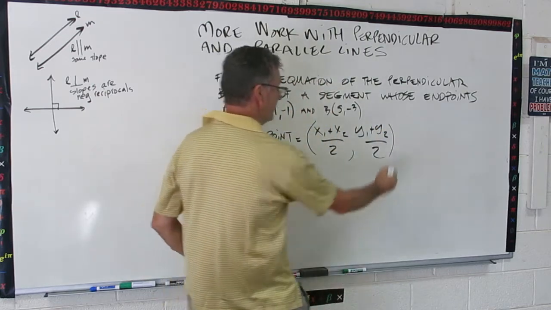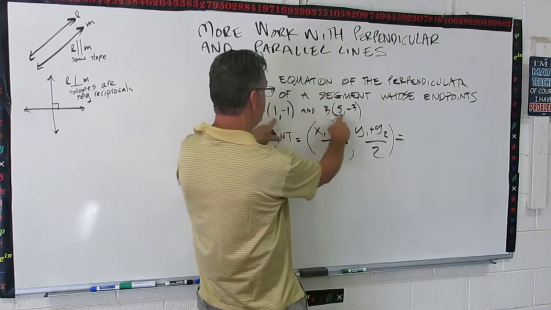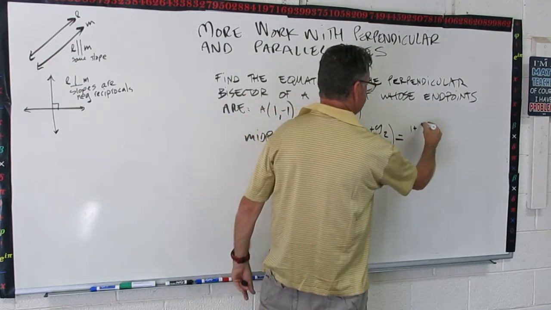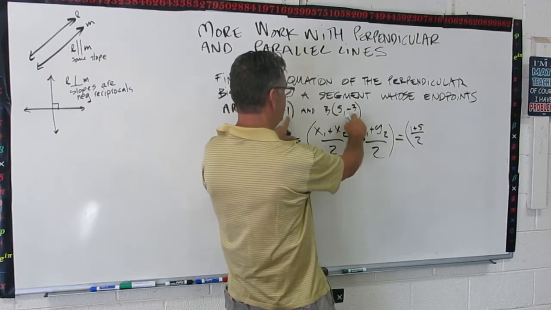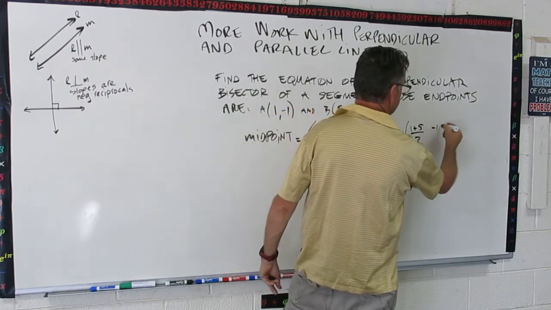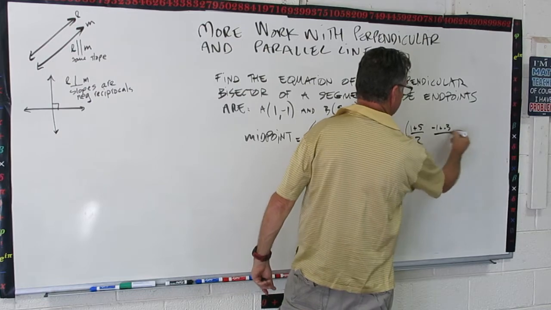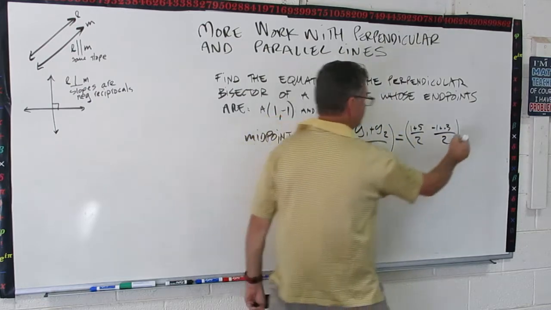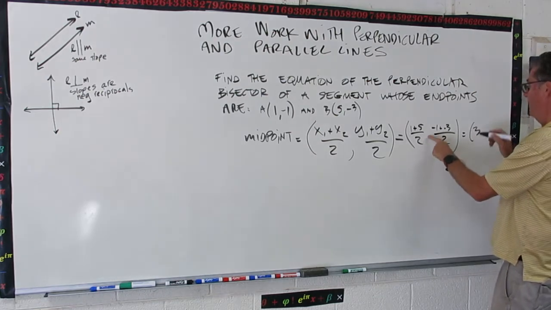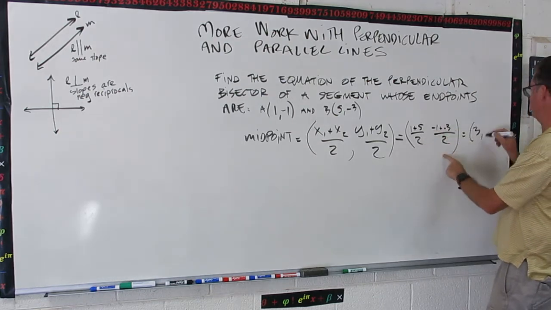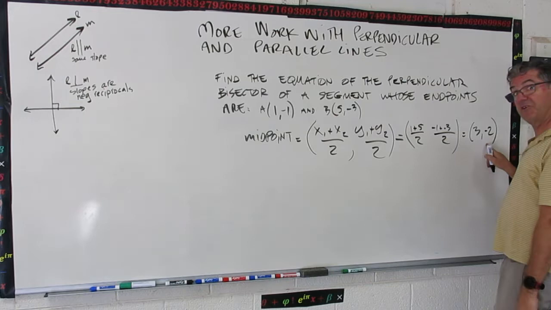Let's do our plug-in step. x1 and x2, 1 plus 5 over 2, and y1 plus y2, -1 plus -3 over 2. And this is going to give us 6 over 2, which is 3, and -4 over 2, which is -2. So there's our midpoint.